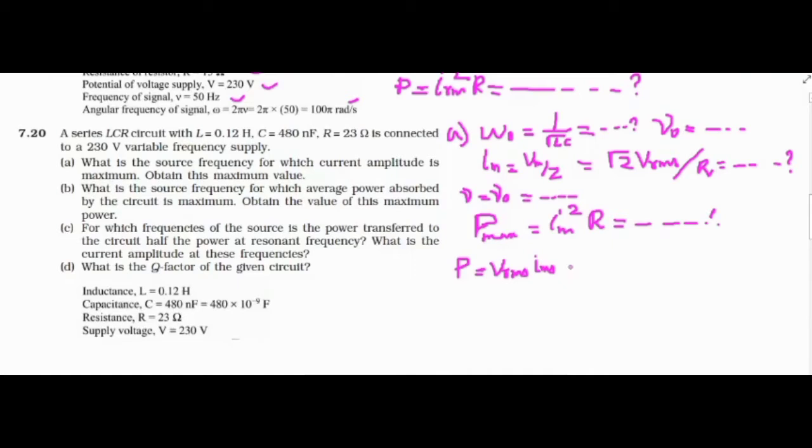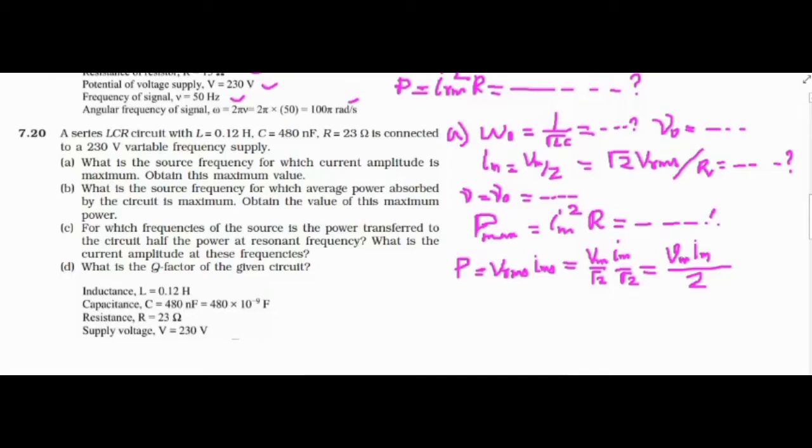Resonant condition, so cos phi, and all we need not take. Now that we can take VM divided by root 2 into IM divided by root 2, which is equal to VM IM divided by 2. So what is this VM IM?